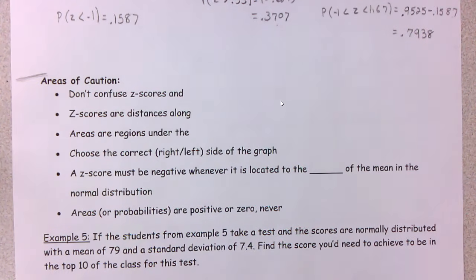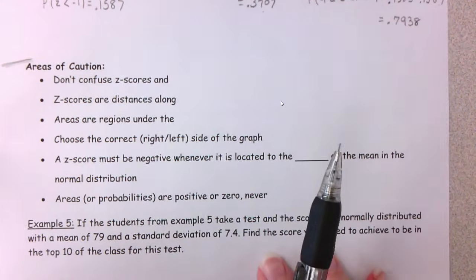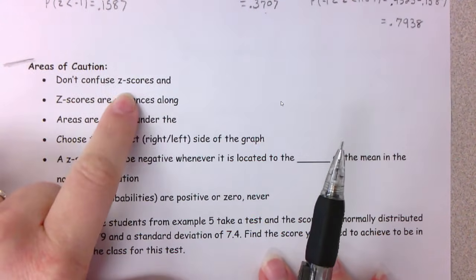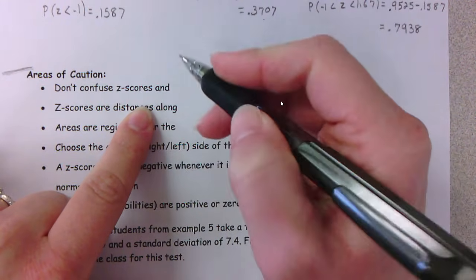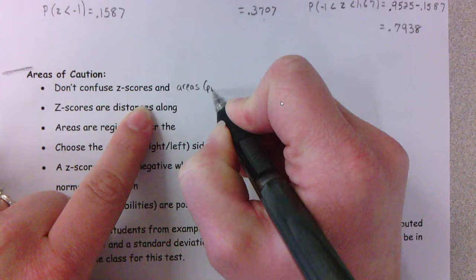Hello, we are finishing up the 7.5 notes. So we will start with just some areas of caution that maybe you have already run into, but just be careful. Don't confuse the z-scores and the areas, which are the probabilities.